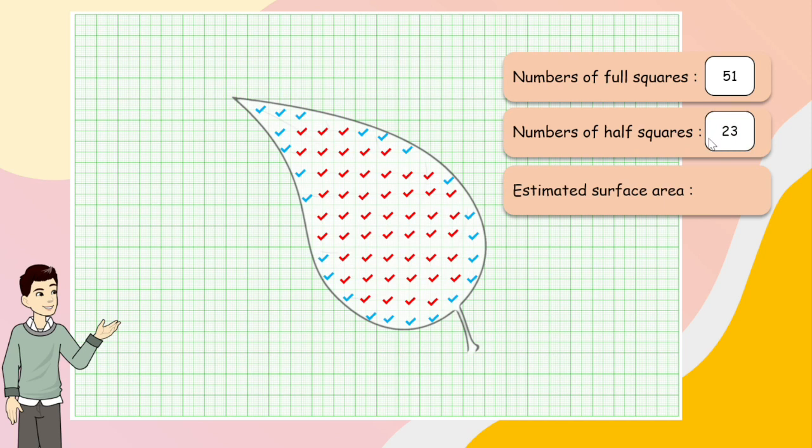The next thing we need to do is total both of the numbers. We will get 74. But we express it in centimeter square. As I told you before, each square is 1 centimeter square. So 74 units of squares is equal to 74 centimeter square.